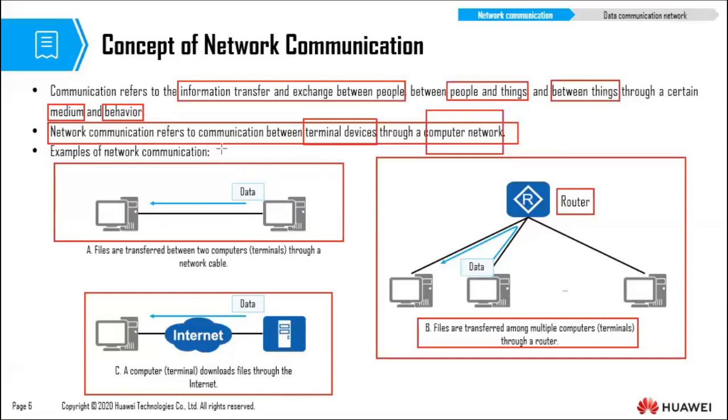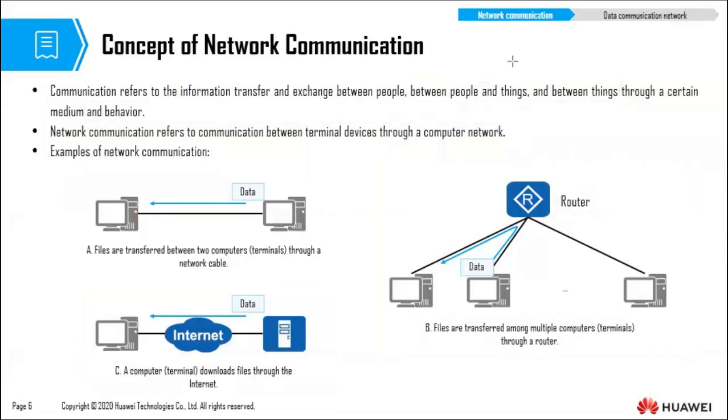Now, as you can see, there are several components. For example, we have the data, and we also have the medium. As you're going to learn later, the medium can either be wired or wireless. When it is wired, we can either use electrical signals or light signals like laser, for example, when you're using fiber. So there has to be a medium between terminal devices for communication to occur.